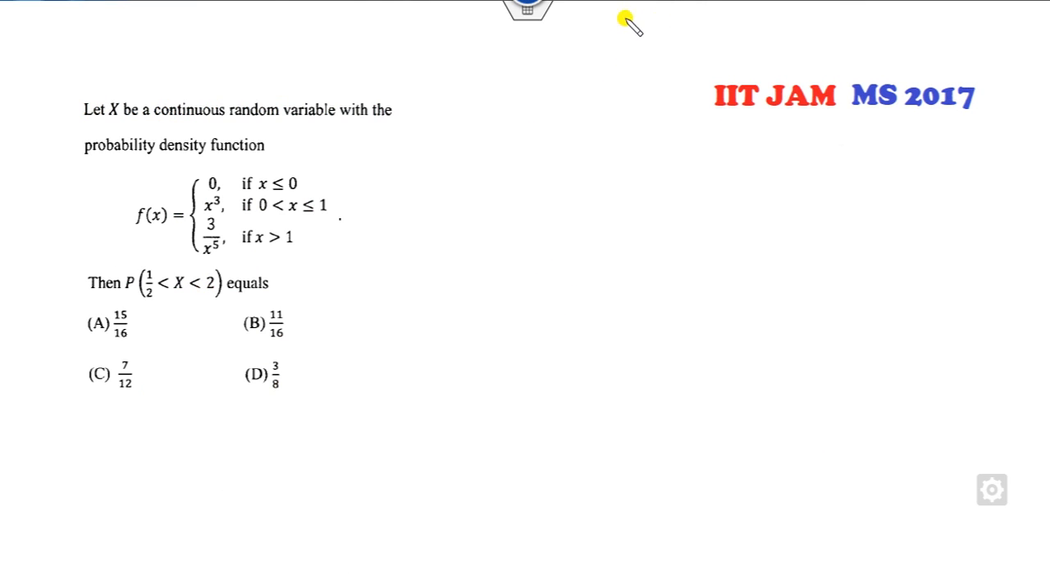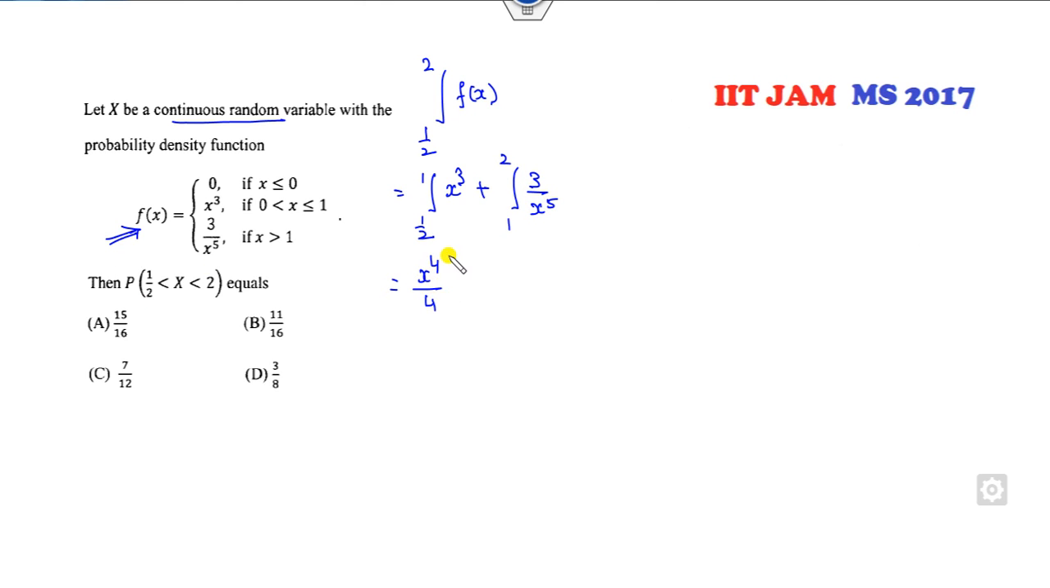Okay, look at this one. Again it's a continuous distribution, and again a PDF is given. So there are two methods. I can find this integral by breaking it into half to 1 of x cube and 1 to 2 of 3 over x raised to power 5. So this is x to the 4 over 4 from half to 1, plus 3 over minus 4 is outside, 1 over x raised to power 4.